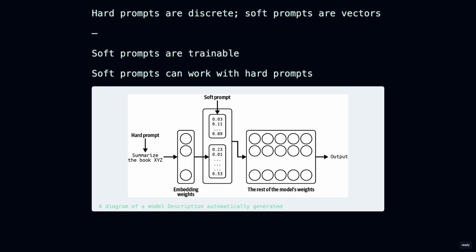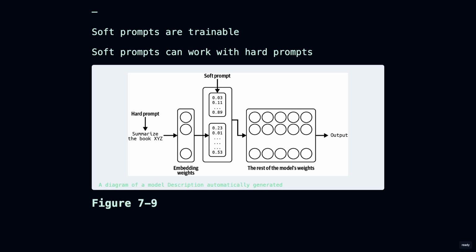Notice how the model receives both ordinary prompt text and learned prompt vectors. That combination is what makes soft prompting feel like a blend of prompt engineering and fine-tuning. This figure reinforces the main idea. Soft prompts are trainable input-side additions, and they can sit alongside hard prompts. That gives you another way to adapt behavior without changing the whole model.